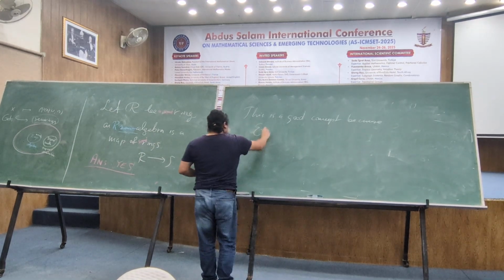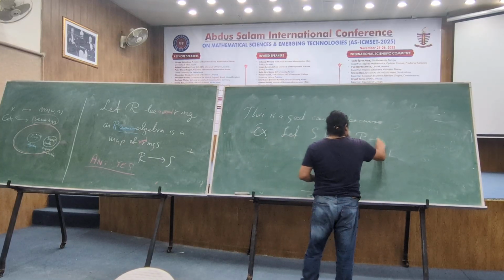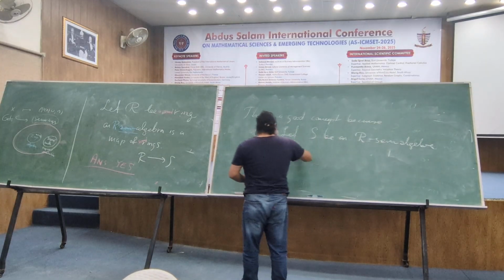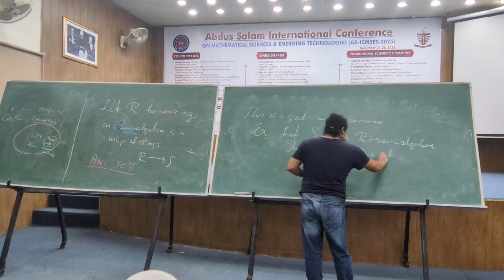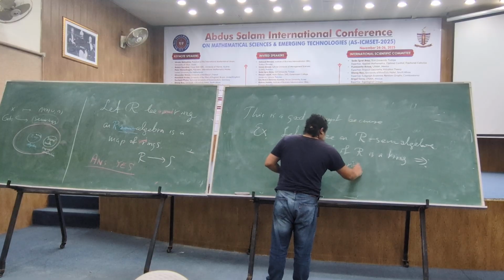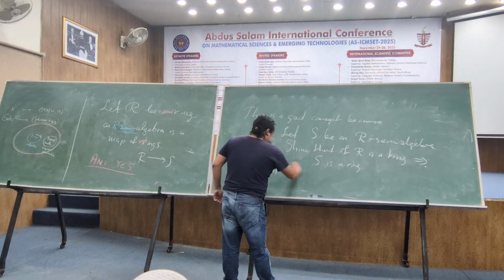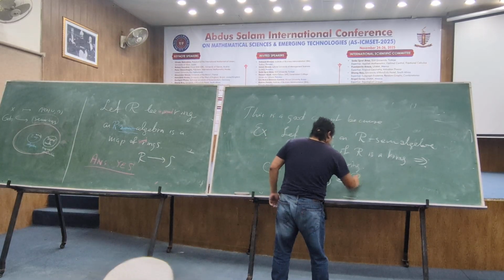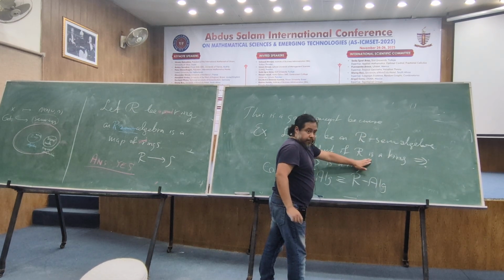Exercise. Let S, D, and R be semi-algebras. Show that if R is a ring, then S is a ring. Corollary: the category of R semi-algebras is the category of algebras, if the semi-ring is a ring.